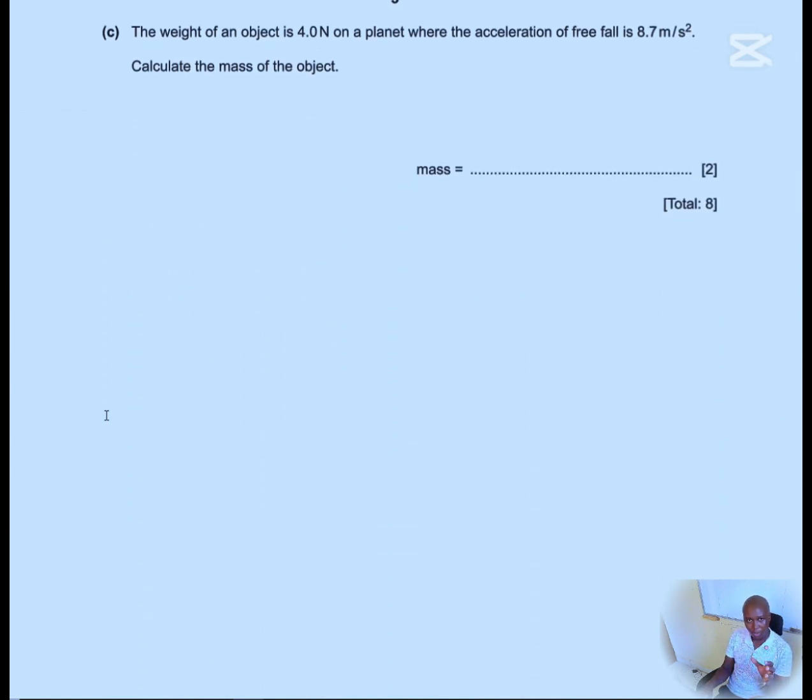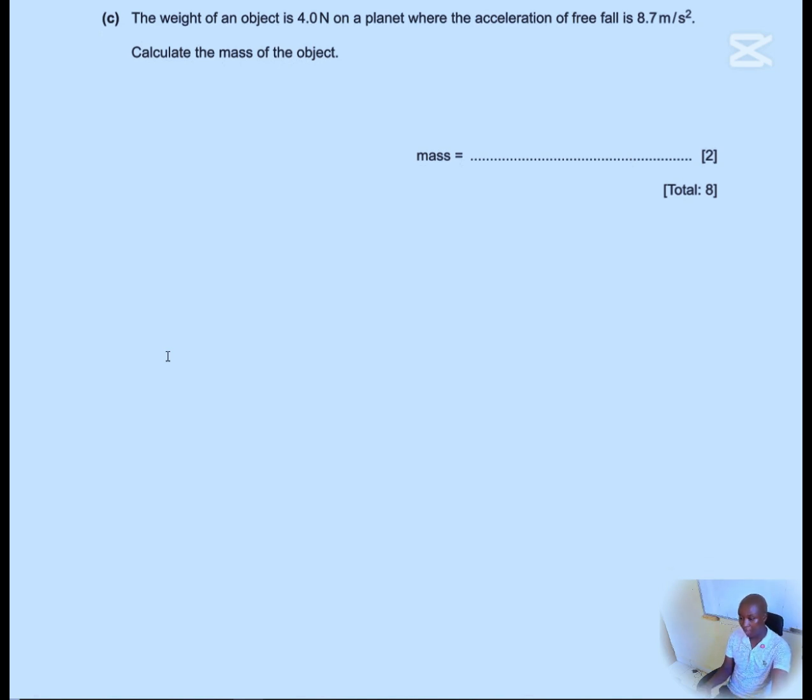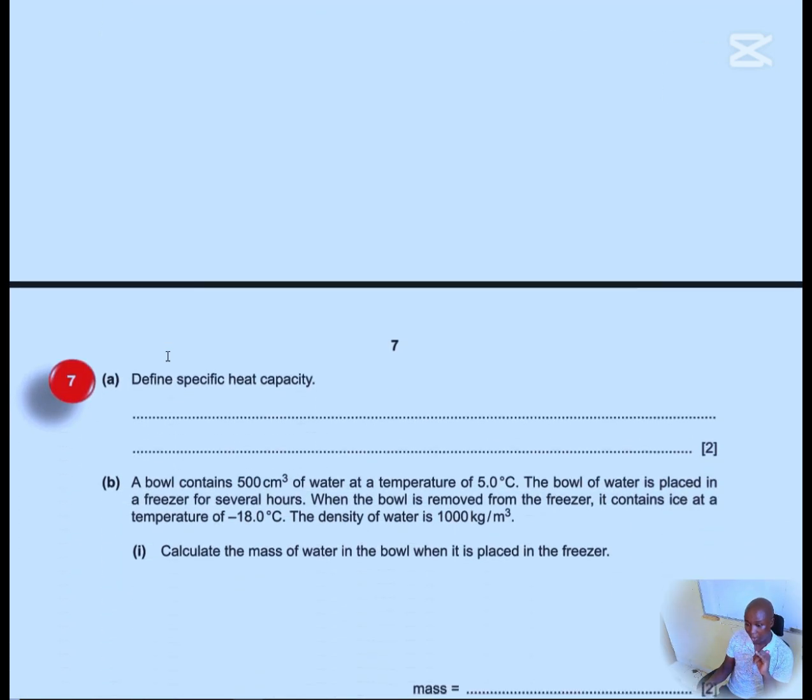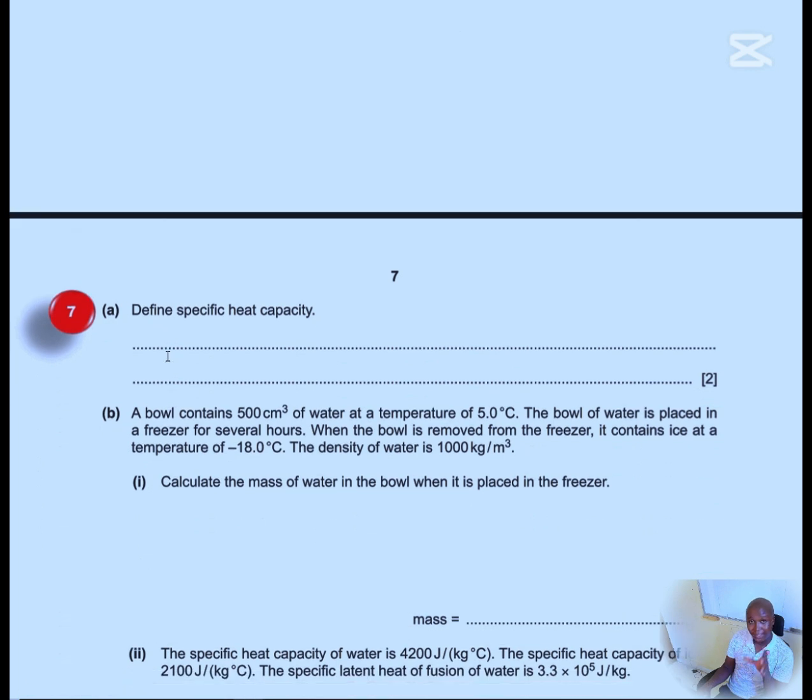So you're going to check in the description below. You'll be able to see the model answers I'm going to work out. So I believe you're going to work through this paper so that you can be able to answer the questions in the exam. Another concept that is quite important is thermophysics.